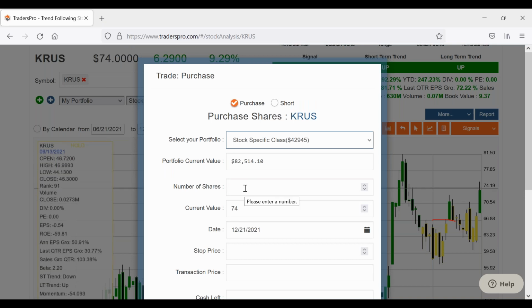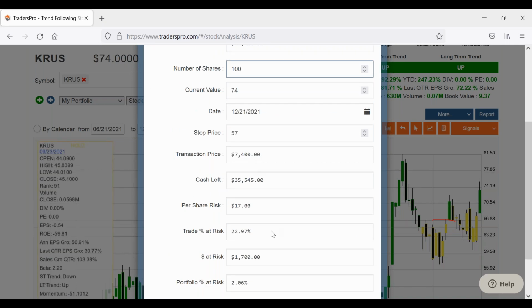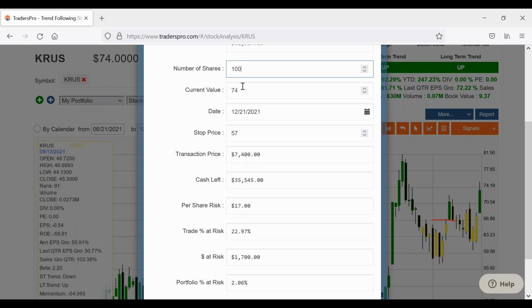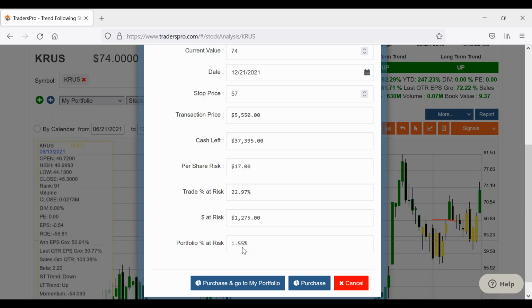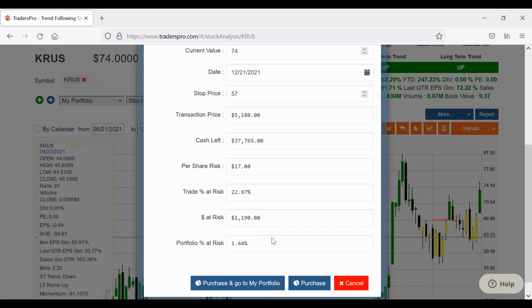Let's add it to stock specific. Current value at 74, stop at 70 or 57. Let's just throw 100 shares on there. That would be about 7,500. The portfolio at risk would be at 2%. I want that closer to 1%, 1 to 1.5%. So let's try 75 shares. We've got 5,000 in there, but I want it below 1.5%. So let's do 70 shares. There we go.